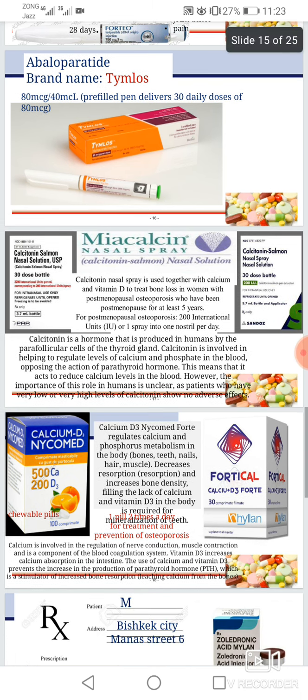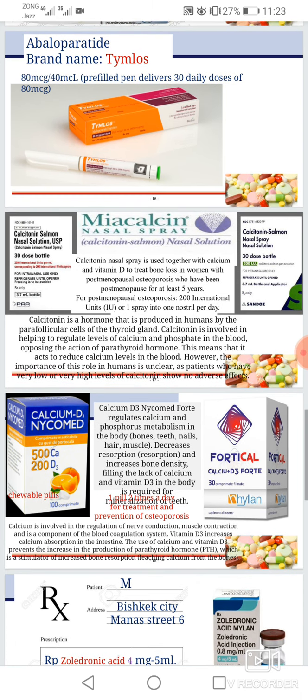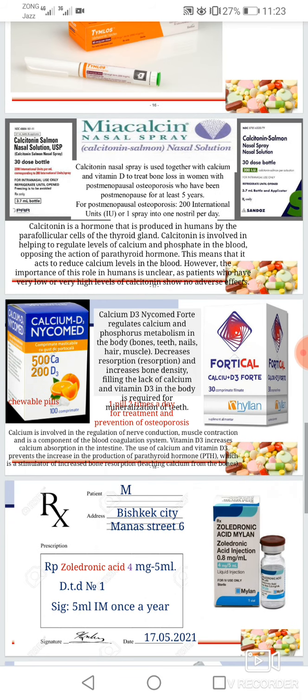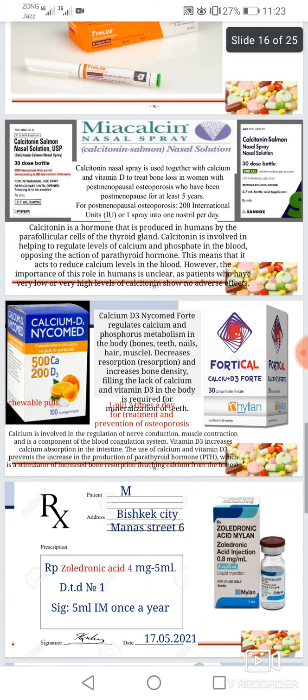Then we have calcium D nicomate. Calcium D nicomate regulates calcium and phosphorus metabolism in the body, decreases bone resorption and increases bone density, and fills the lack of calcium and vitamin D3 in the body. Calcium is involved in the regulation of nerve conduction, muscle contraction, and is a component of the blood coagulation system. Vitamin D3 increases calcium absorption in the intestine. The use of calcium and vitamin D3 prevents the increase in the production of parathyroid hormones.